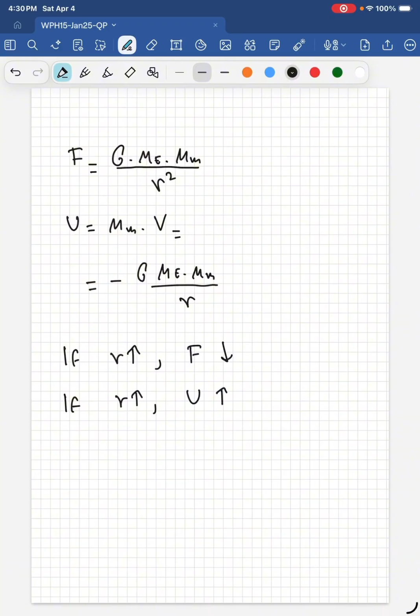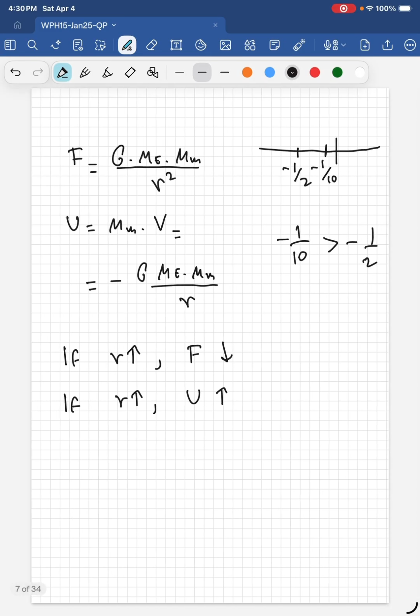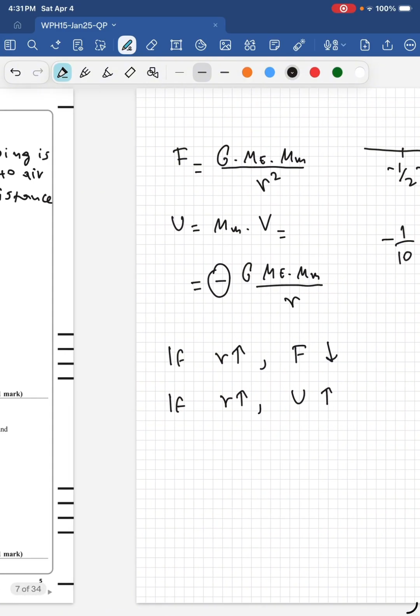So if you compare, for example, the number minus 1 over 10, assuming that the radius is 10, say, so minus 1 over 10 is actually larger than minus 1 over 2, okay? So if the radius is 2, okay? And this is because if you draw the number axis, minus 1 over 10 is here, and say minus 1 over 2 is there. So minus 1 over 10 is actually larger, so the gravitational potential energy increases, and therefore the correct answer is B, okay? So be careful with the negative sign of the gravitational potential, because it comes with a negative sign.